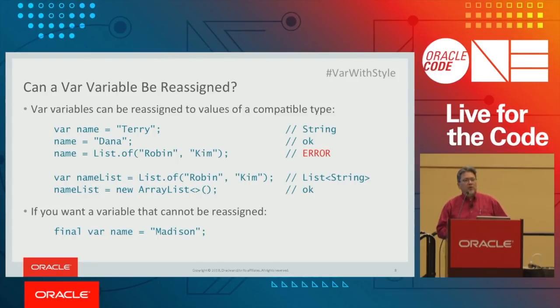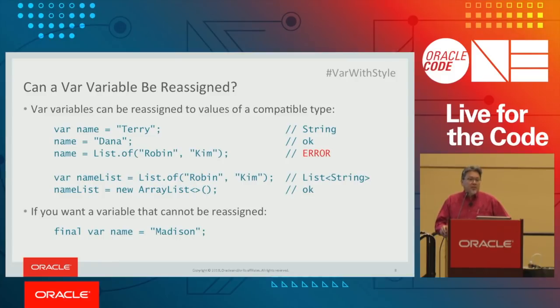Now let's declare a new variable, nameList. Var nameList equals List.of("Rob", "Kim"). Okay, that's a list of string. That works fine. nameList equals new ArrayList. Okay, so that actually works because List.of returns you a List type, and that's the type that's inferred for nameList, List of String. New ArrayList with the diamond operator, that's also a List of String. And so that works. So you can reassign var variables as long as the type is compatible. Again, it's almost exactly as if you had written out the type explicitly yourself instead of writing var.